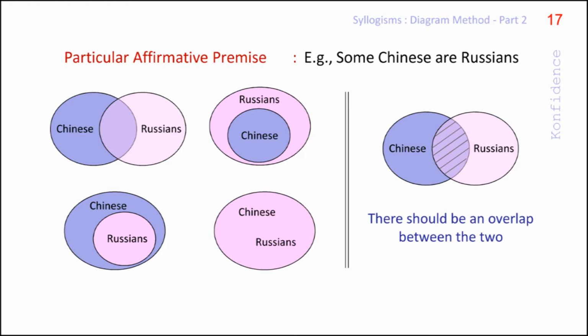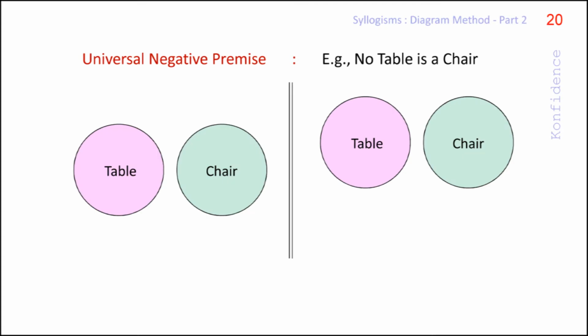So the most important thing when you represent a particular affirmative premise is that there should be an overlap between the two sets. Universal negative. Example: no table is a chair. Here, there is only one possible diagram. The set of tables and the set of chairs should not touch each other. It should be 2 separate circles. There should not be any common element between the two.